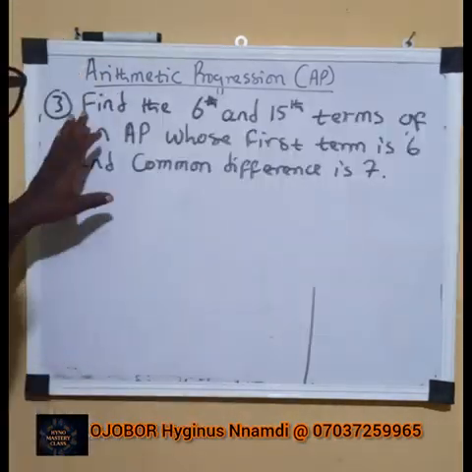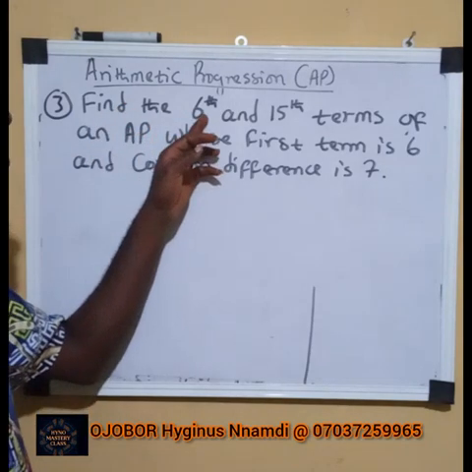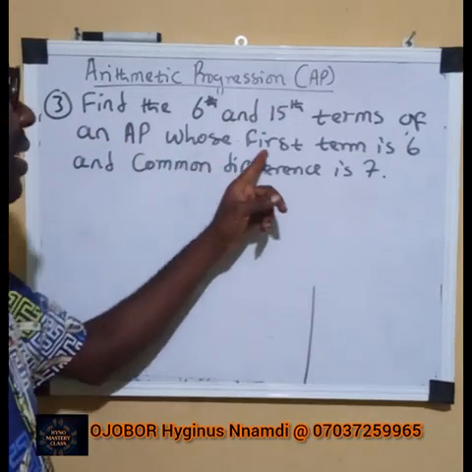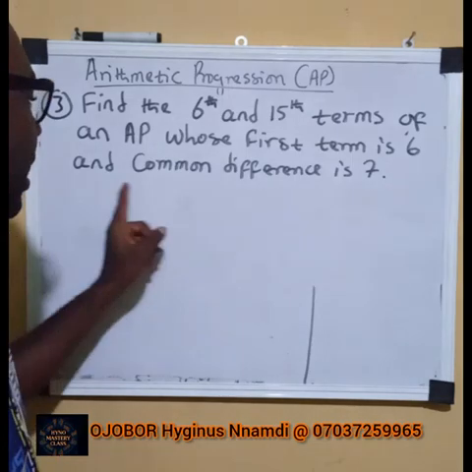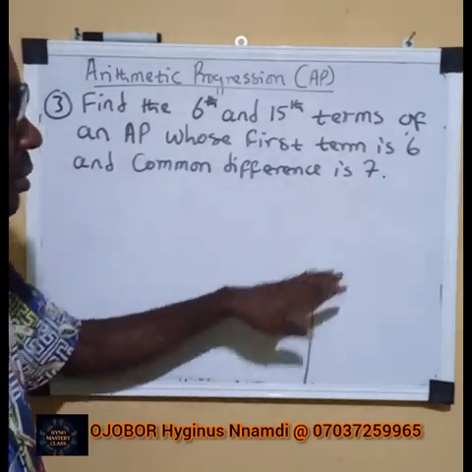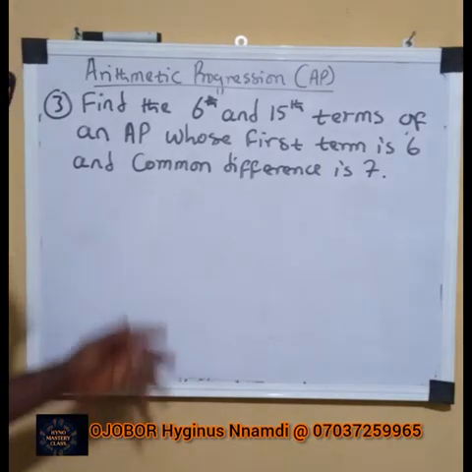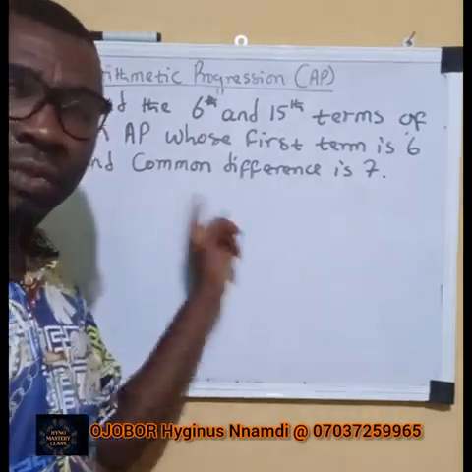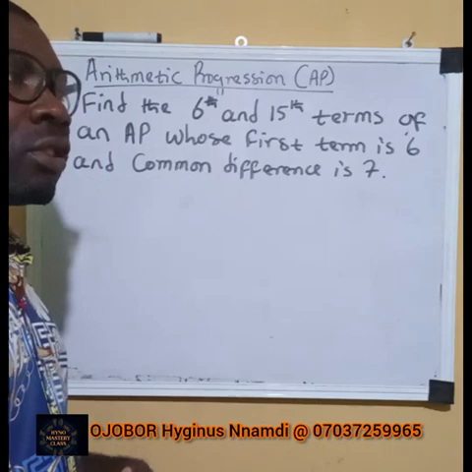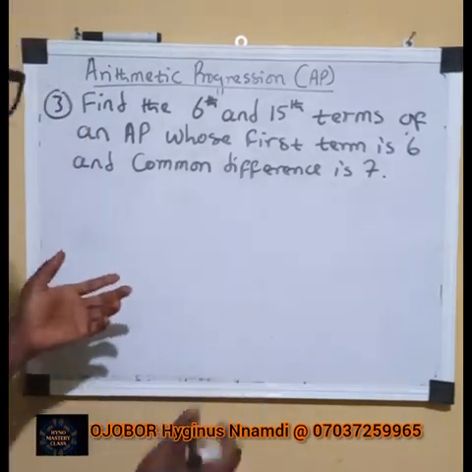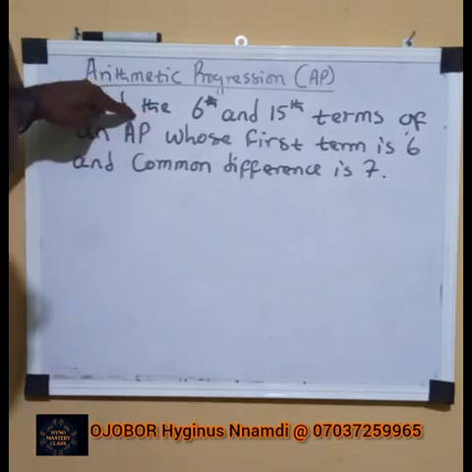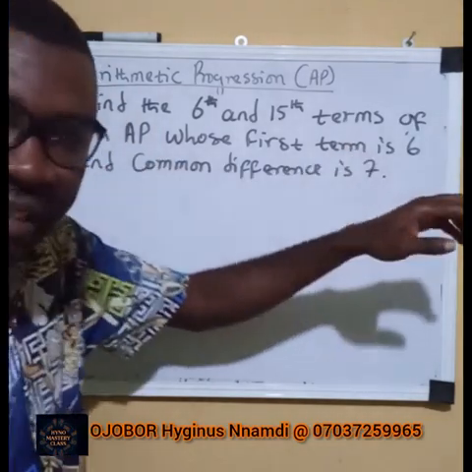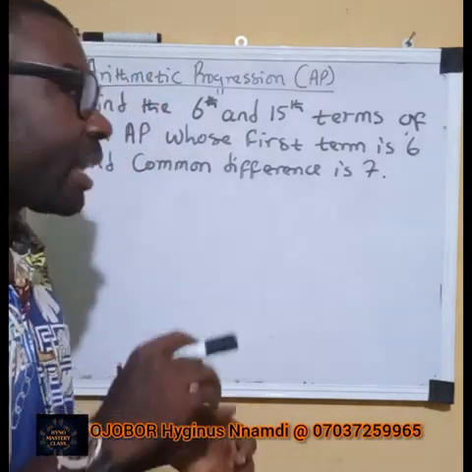Okay, the question here says find the 6th and 15th terms of an AP whose first term is 6 and common difference is 7. You see, in this sequence there is no list of numbers. So it is an emerging sequence, a hidden sequence. And that is why you can see that the question clearly stated that it is an AP, because there is no way for us to determine the type of sequence if the sequence is not there.